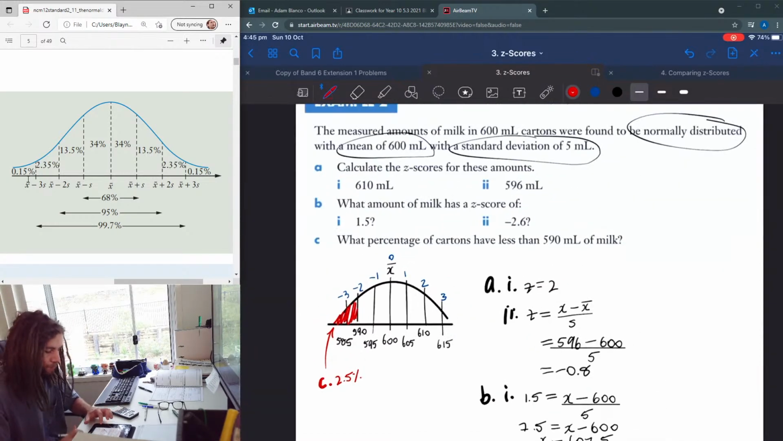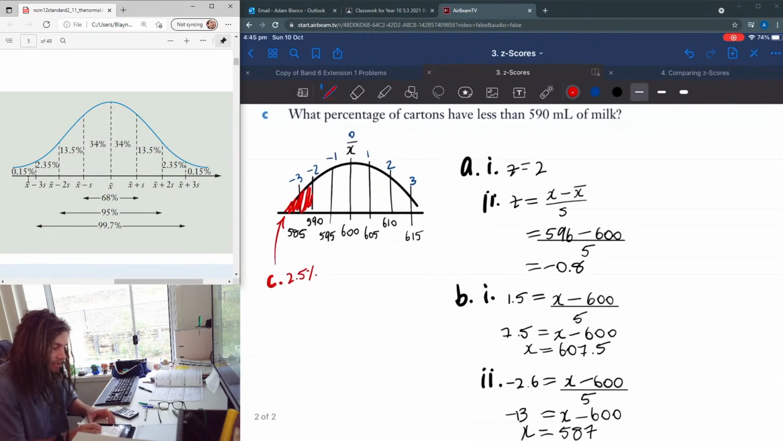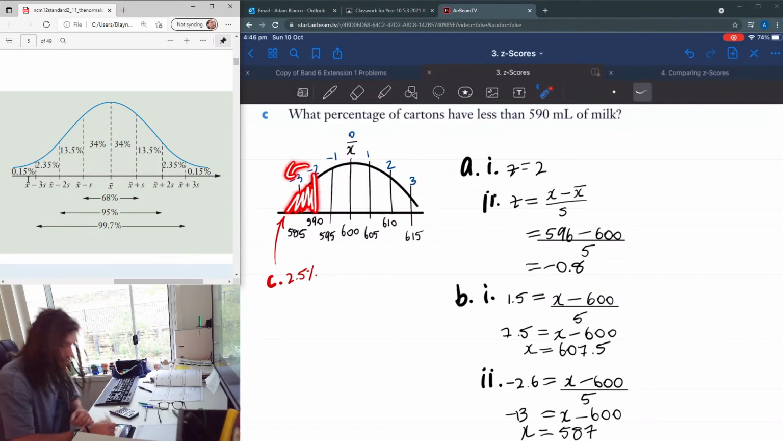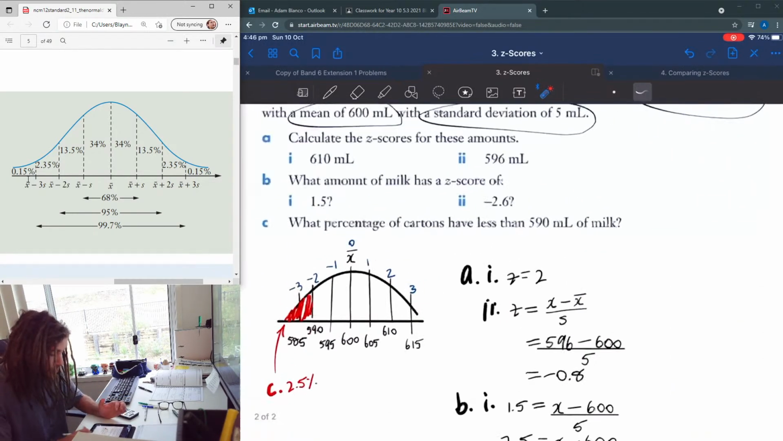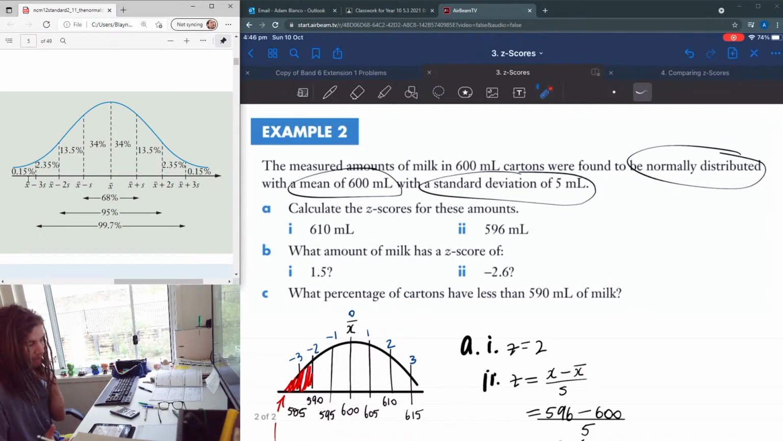A different way that a question could ask that is: what percentage of cartons have a Z score less than minus 2? That's the same thing. Minus 2, less than that is this, same thing. So I just want you to get used to working with Z scores. It's nothing new. It's just a new way of saying how far away something is from the mean, or how many standard deviations away it is. It's the exact same thing. You've already been doing this, you just haven't called it a Z score. You've just called it 1 standard deviation to the right, 2 standard deviations to the right. Now it's just a Z score of 1, a Z score of 2. That's it. So I hope that makes sense.